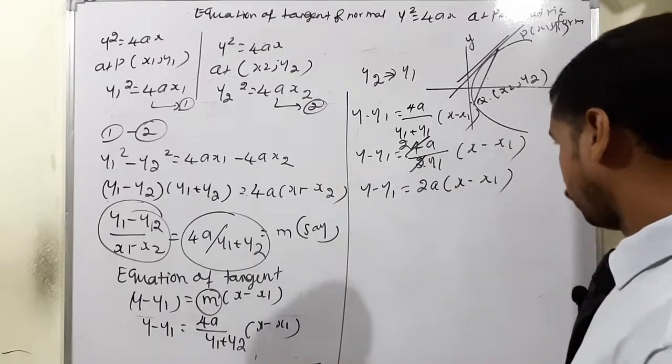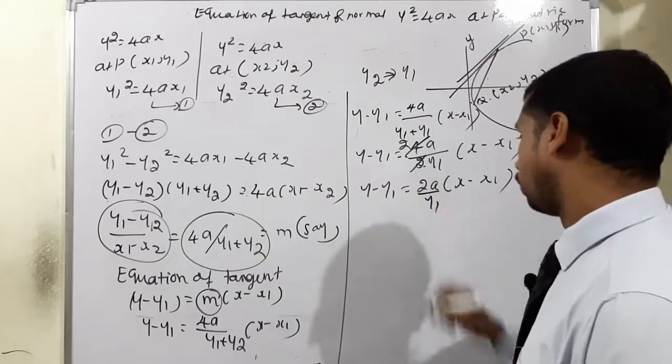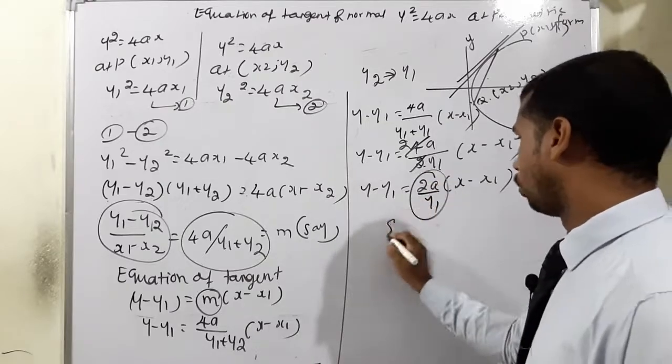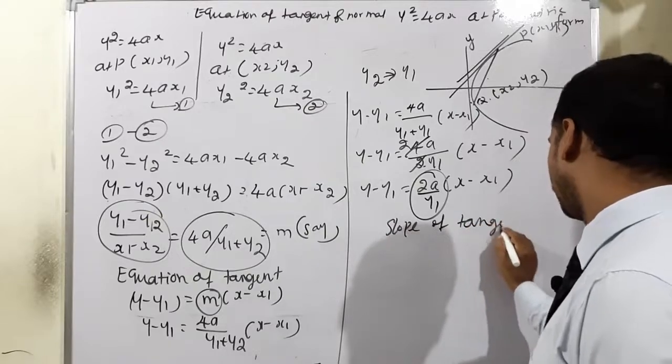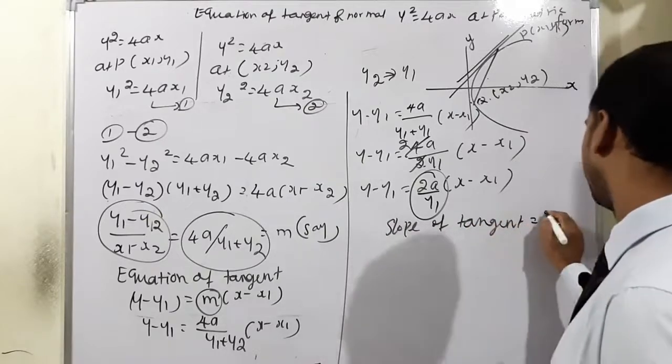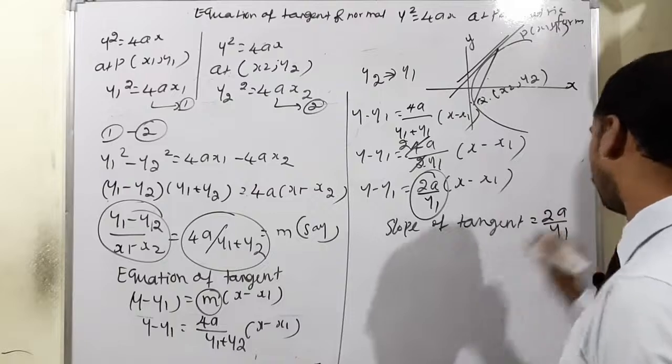Sorry, 2a divided by y1, isn't it? This is the main point. This is the slope of the tangent. Slope of tangent is equal to 2a divided by y1.